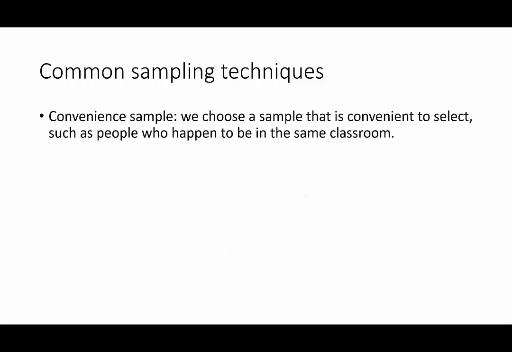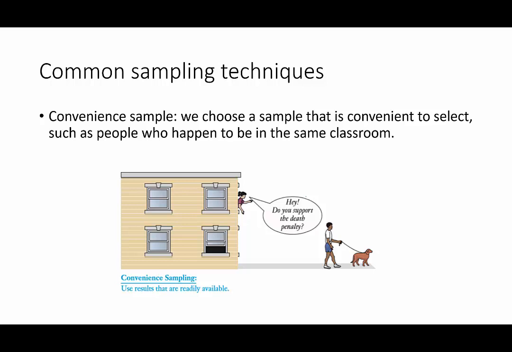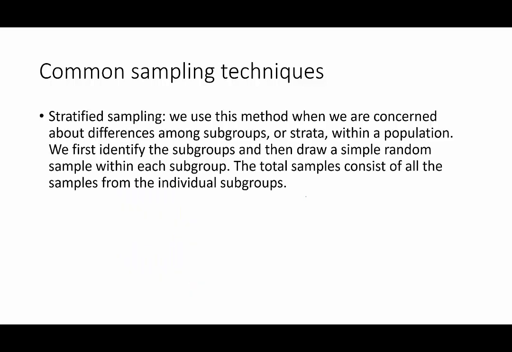There's also convenience sampling. We choose a sample that is convenient to select, such as people who happen to be in the same classroom. Convenience sampling is one of the most common because it's usually what we are able to get information from. So in this particular example, you can see somebody's just yelling out their window, hey, do you support the death penalty? And that's how they're choosing to do their convenience sampling, from the comfort of their own window. And the last technique is stratified sampling.